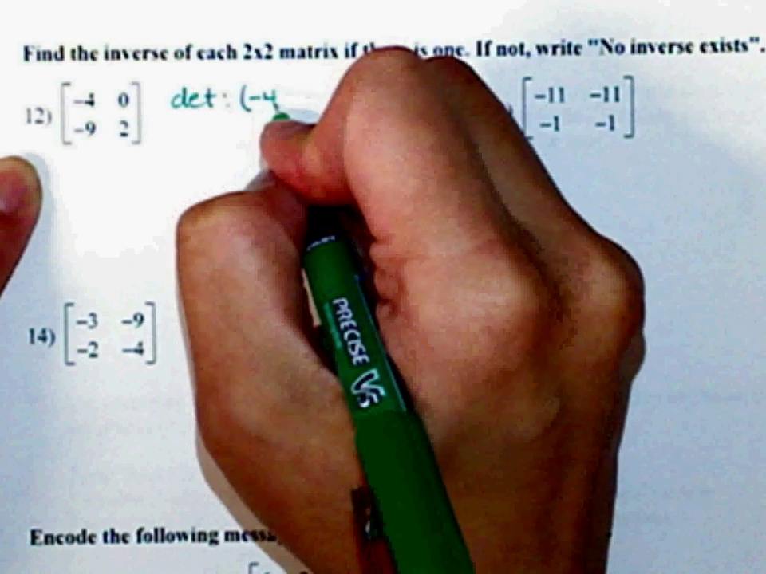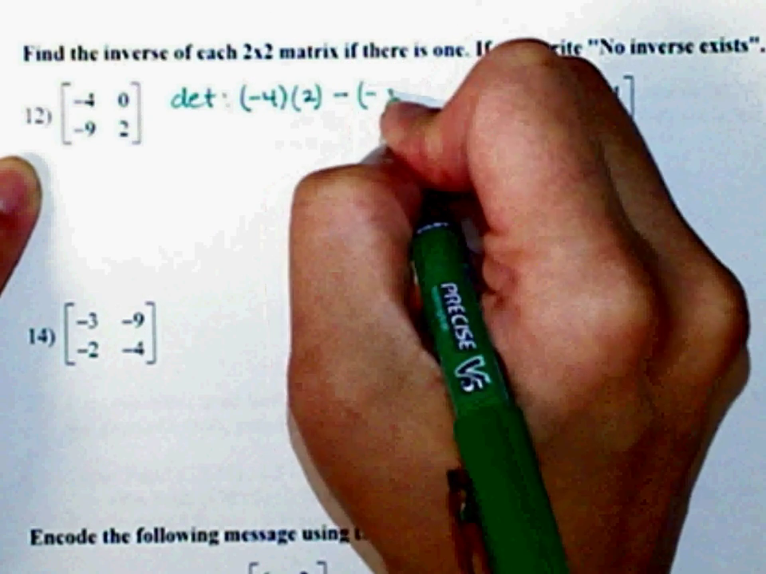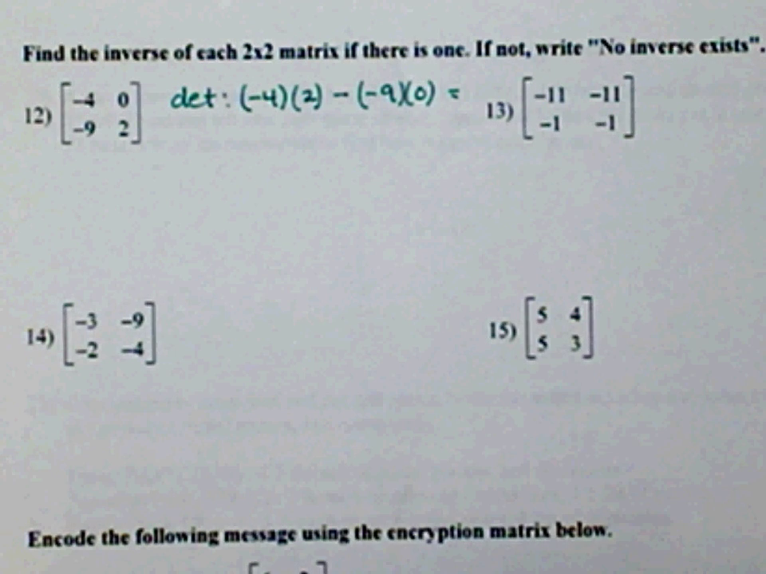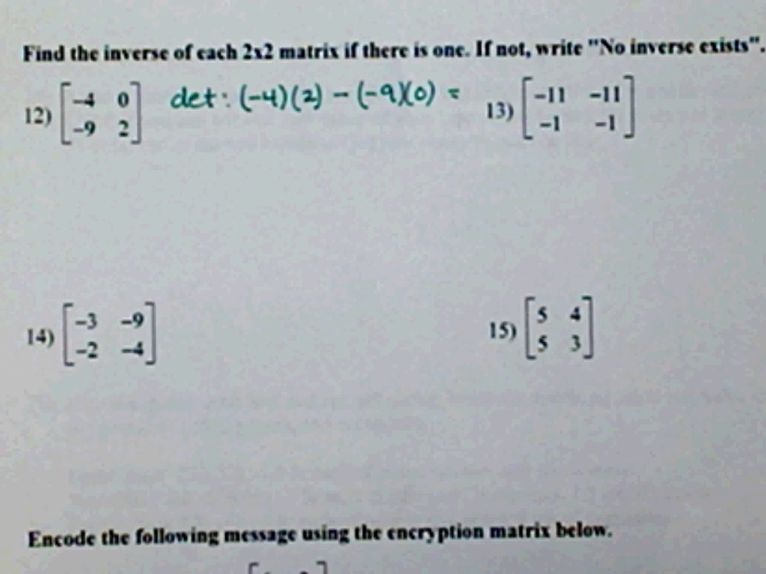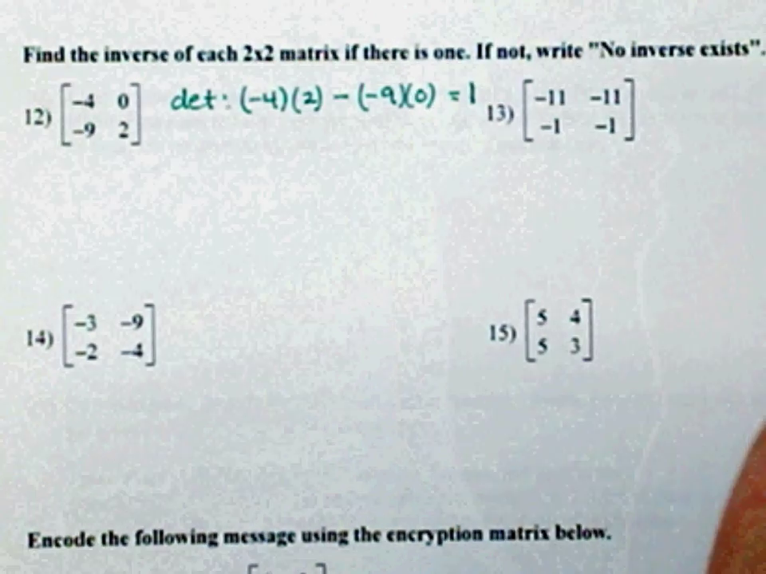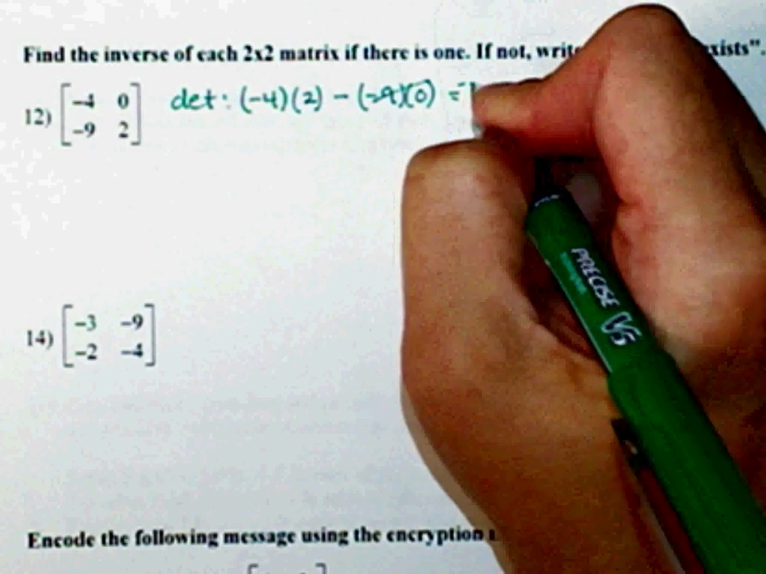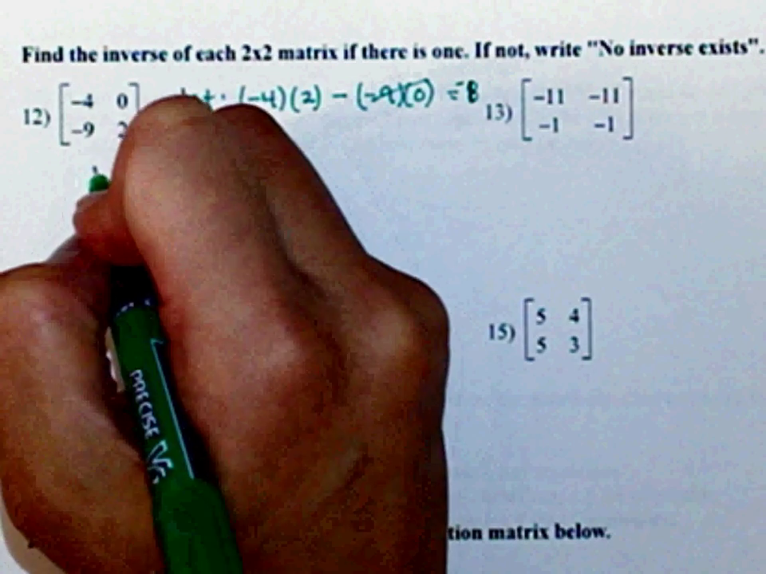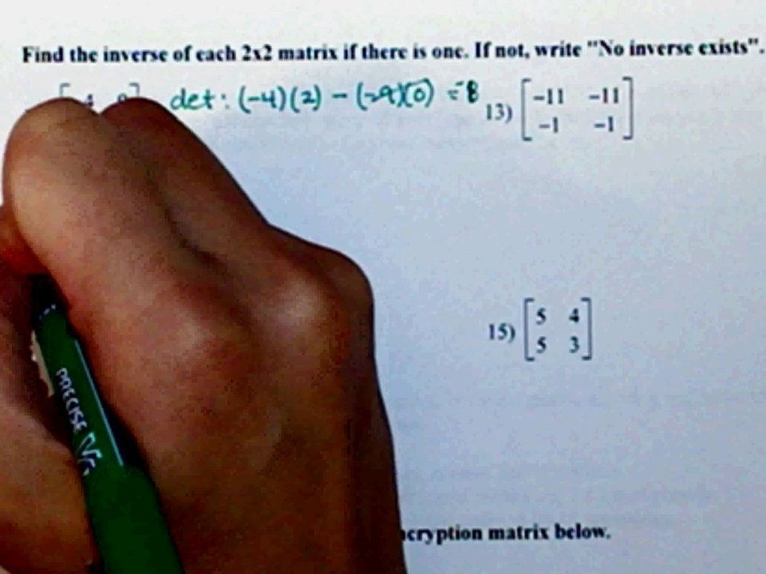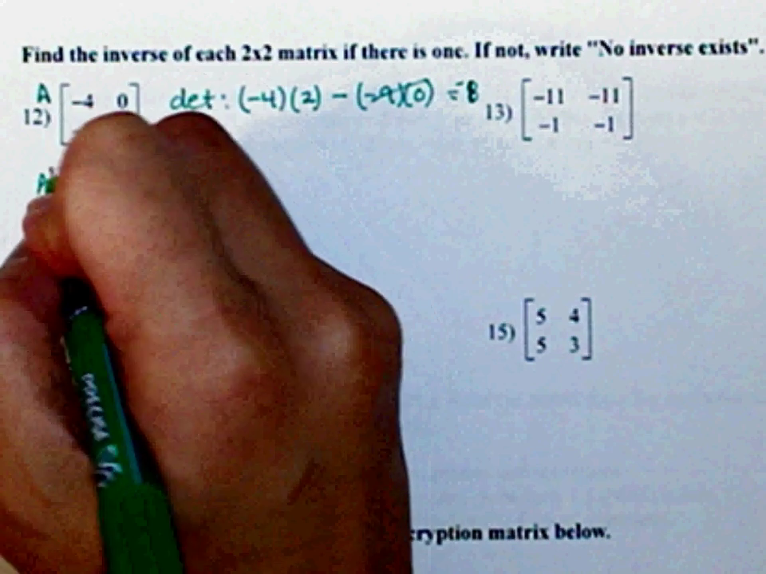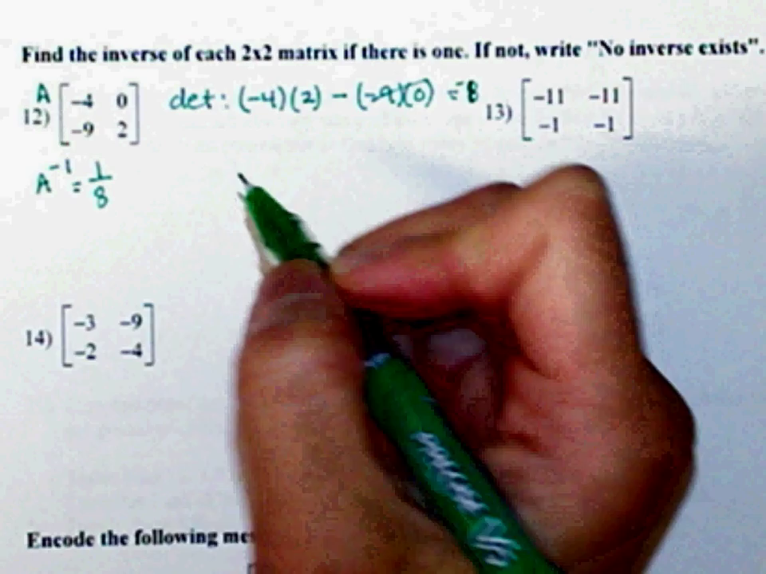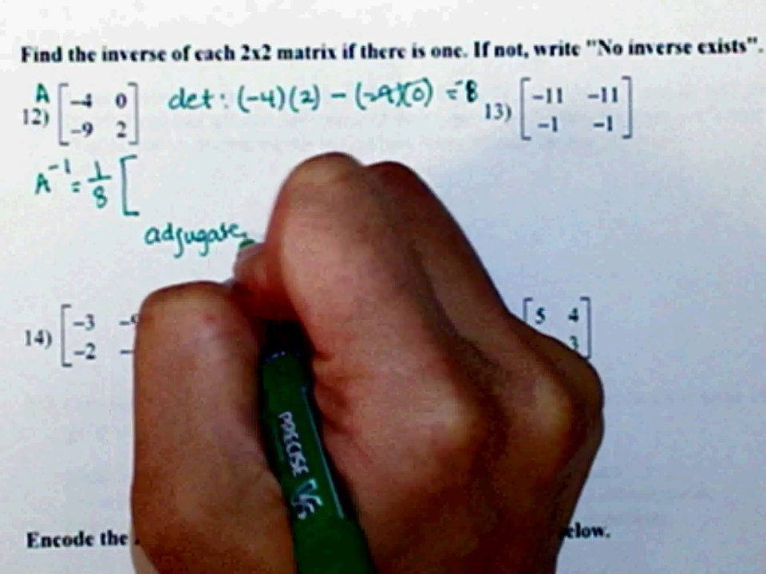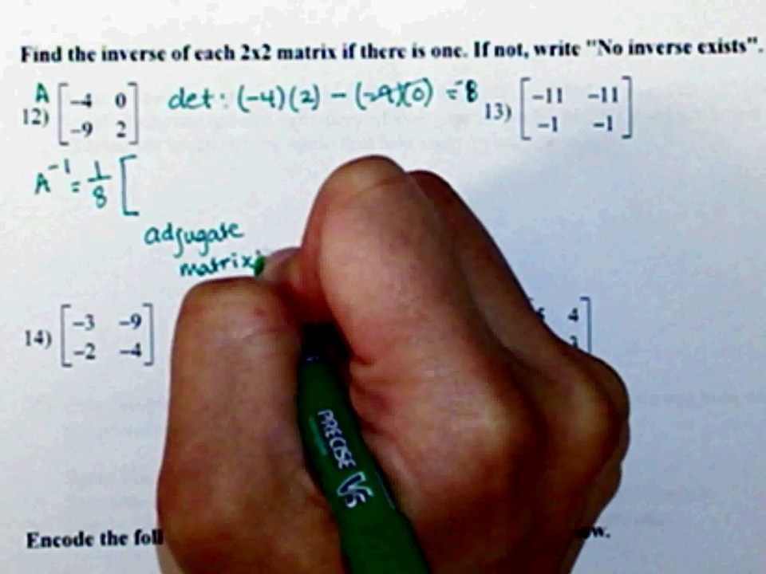Our determinant is going to be negative 4 times 2 minus negative 9 times 0. Okay? So your determinant comes out to be negative 8 plus 9, which comes out to be, this is 0, so it's just negative 8. So, and then to find your inverse, you take 1 over your determinant, which is 1 over 8, and the symbol for inverse, I'm going to call this one my A matrix, is that negative 1 shows you that's an inverse. So you're going to take 1/8 times the adjugate matrix, and this is your adjugate matrix, okay?